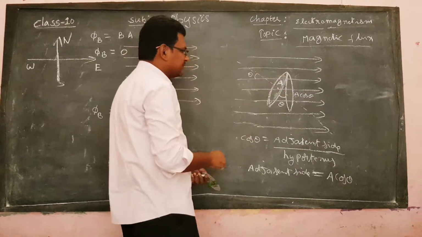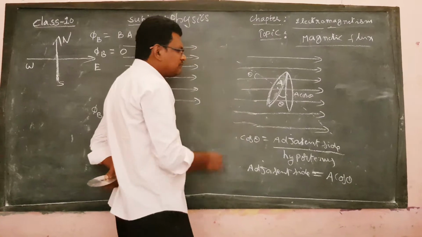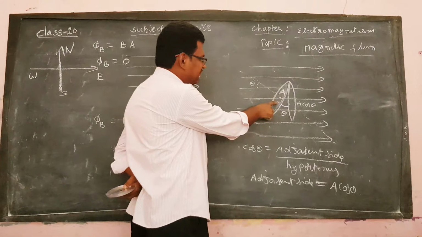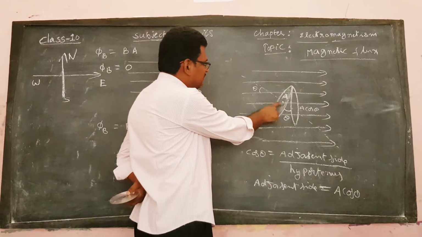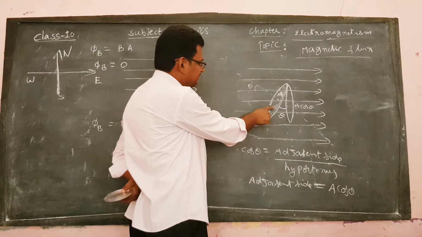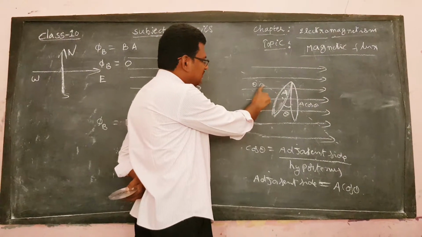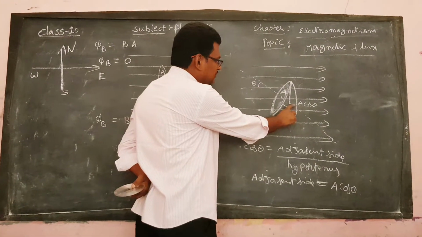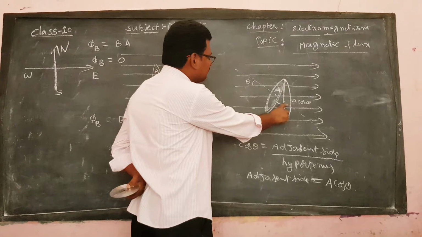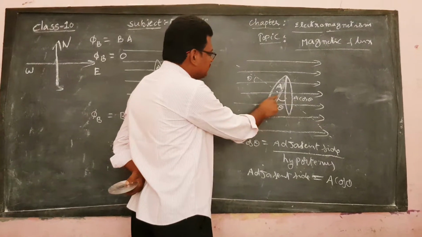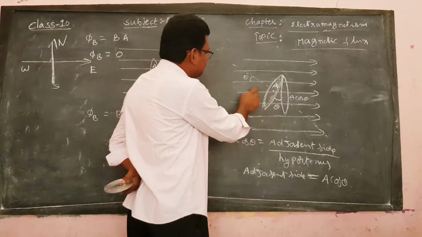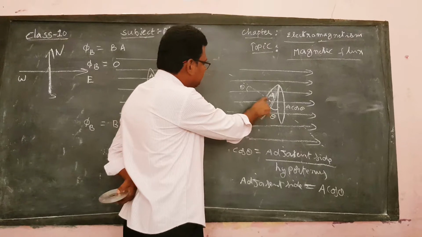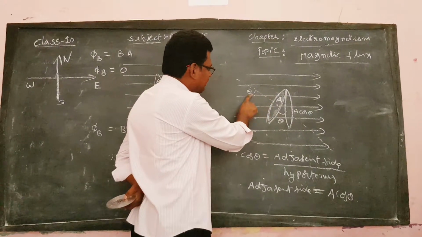Now carefully listen here. This is the normal to this surface area, and this is the magnetic field. The angle between these two is theta. And now see here. The angle between the normal to the surface area and the magnetic field is theta.